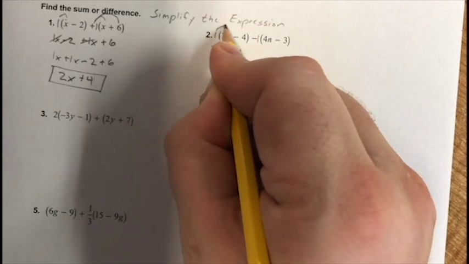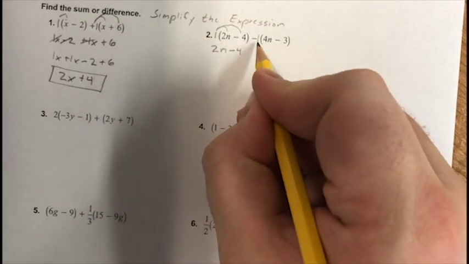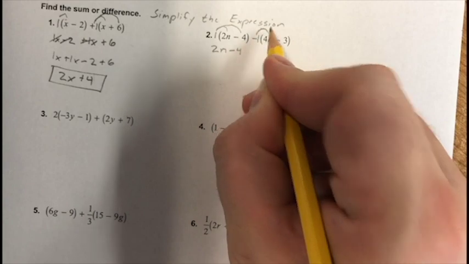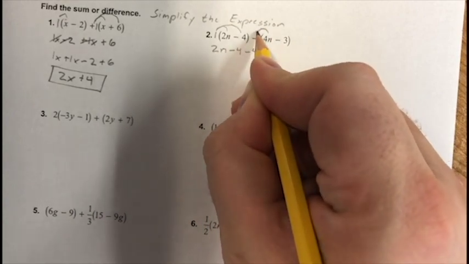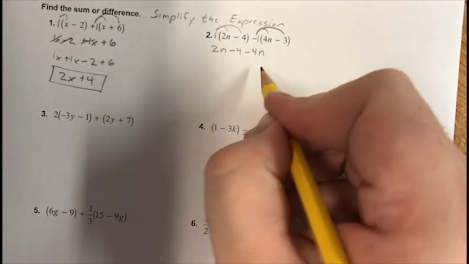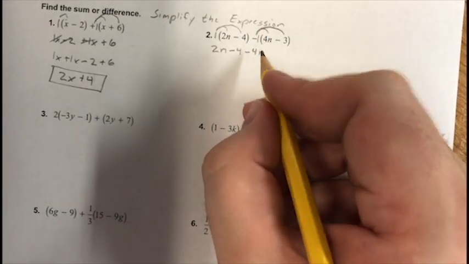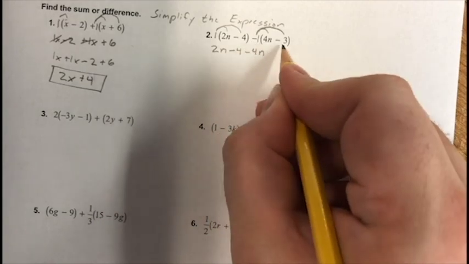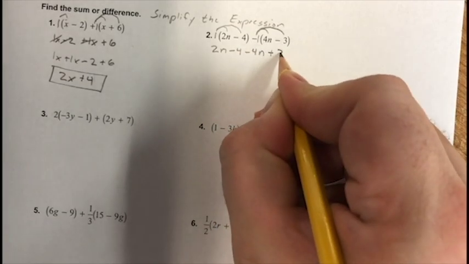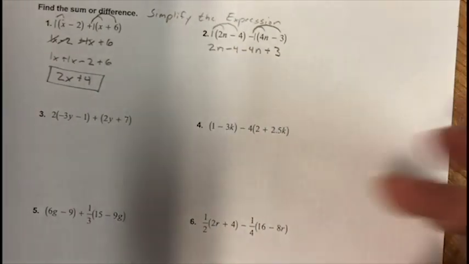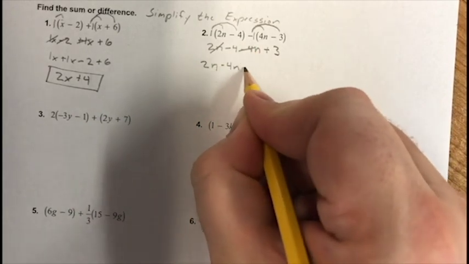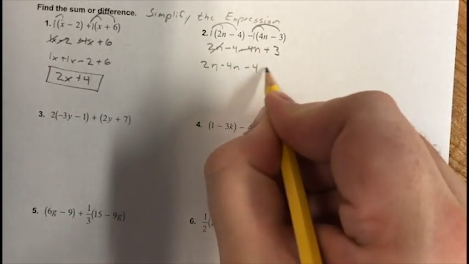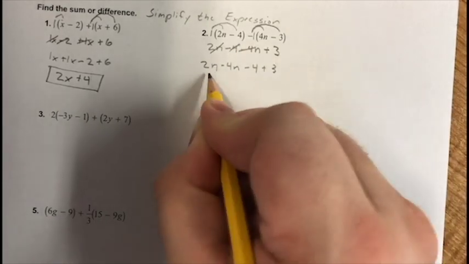So we've just done the distributive property here. Now I'm going to do the distributive property here. -1 times 4n gives me -4n. -1 times a -3, remembering your rules with integers and positives, negatives, a -1 times a -3 is a +3. Now that I've done that, I can start combining my like terms. I have 2n, and then I have a -4n. Put those together. Then I have a -4 and a +3. So I could put those together.